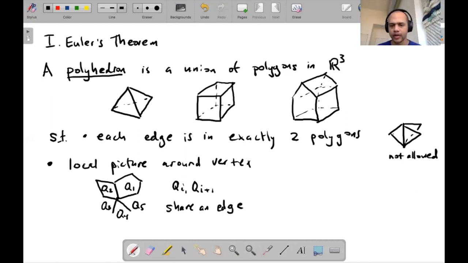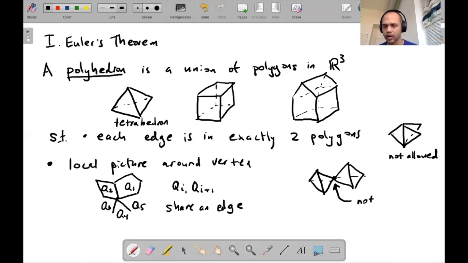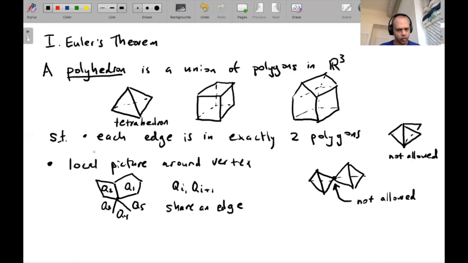So the type of thing this excludes, so here's a non-example. If you take 2 of these shapes, this is a tetrahedron, and you glue these along a point, then around this vertex, the picture is not like the picture here. So this is also not allowed.